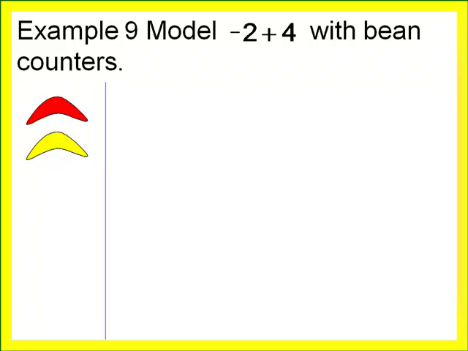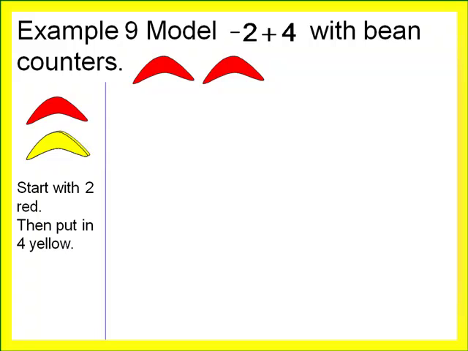In example 9, I would like to model negative 2 plus 4 with the bean counters. Since the 2 is negative, move in 2 red counters. Then move in 4 yellow counters to represent the positive 4.